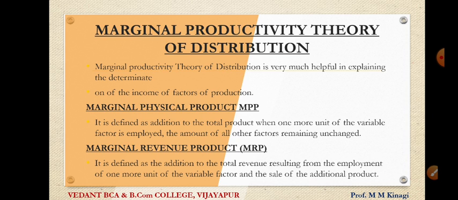So the marginal productivity theory of distribution is very helpful in explaining the determination of income of the factors of production. To produce one particular product, various factors are required. So we can explain here the determination of the income of the factors of production.